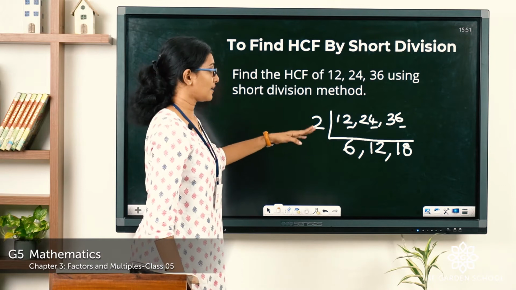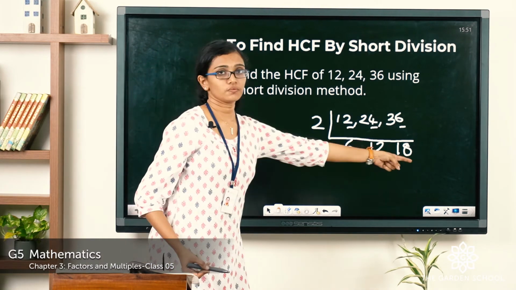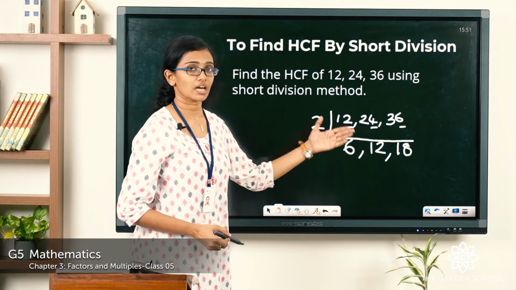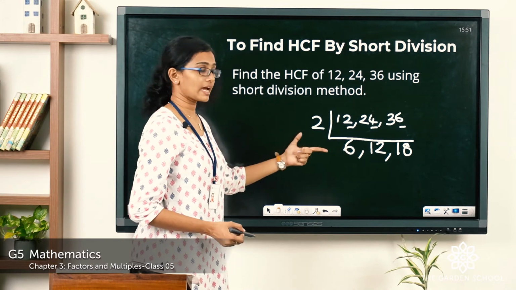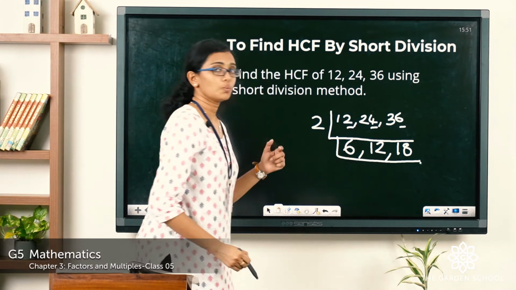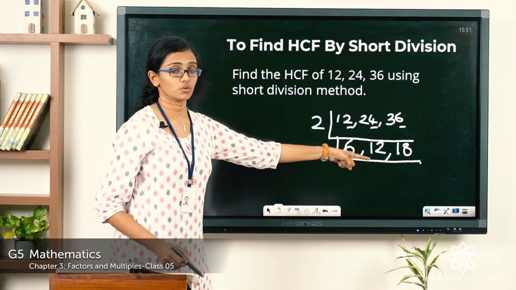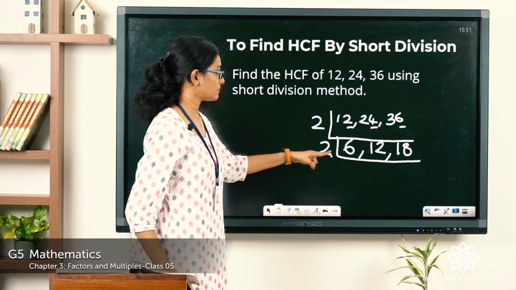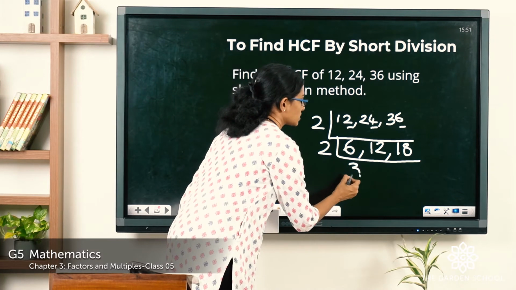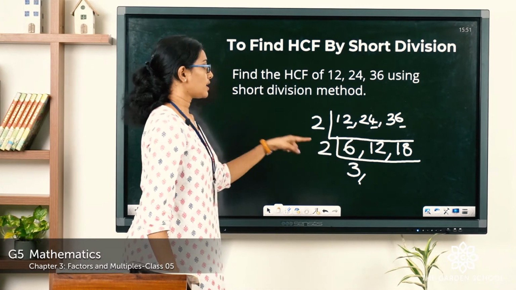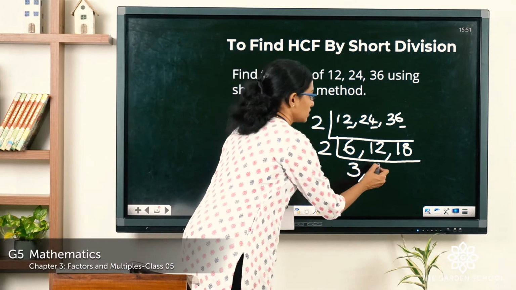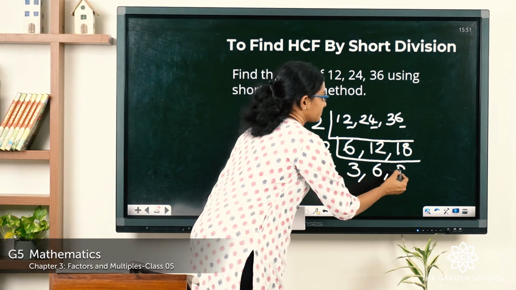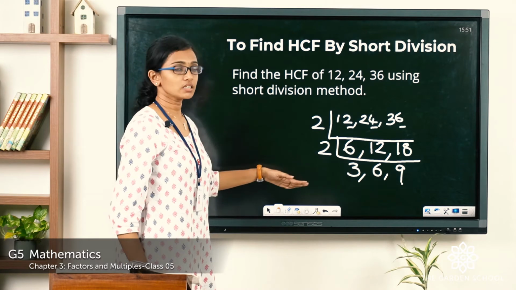Here we have the quotients. Now we have to find a common prime factor for these three quotients. See, all these are even numbers, so all these numbers can be completely divided by 2. So again we divide these numbers by the smallest possible common prime factor for these three numbers, which is 2. So 6 divided by 2 gives what? 6 by 2 is 3. Put a comma. 12 divided by 2 is 6. A comma. Now 18 divided by 2 is 9. Now you have 3, 6, 9 as the quotients.